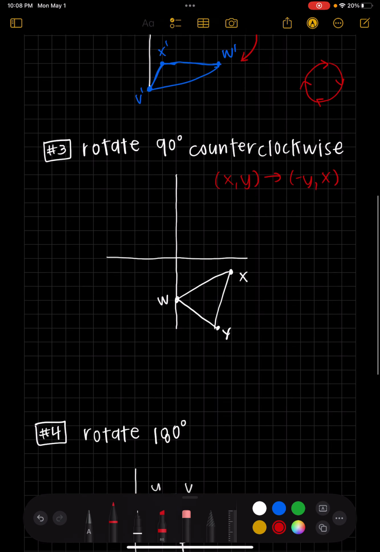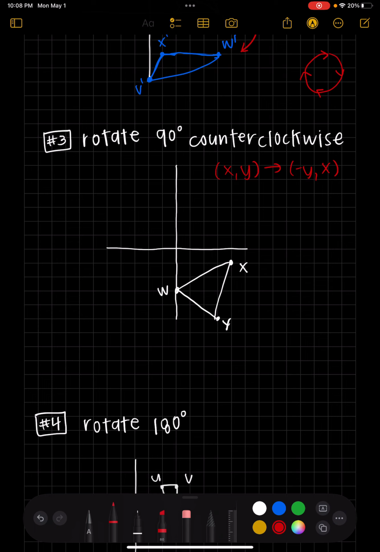And what we're going to do is actually just figure out what the points are of this shape. So point X is originally, let's see, it looks like (4, -1). Point Y is originally (3, -5). And then point W is (0, -3). All right, so those are my original x, y points.